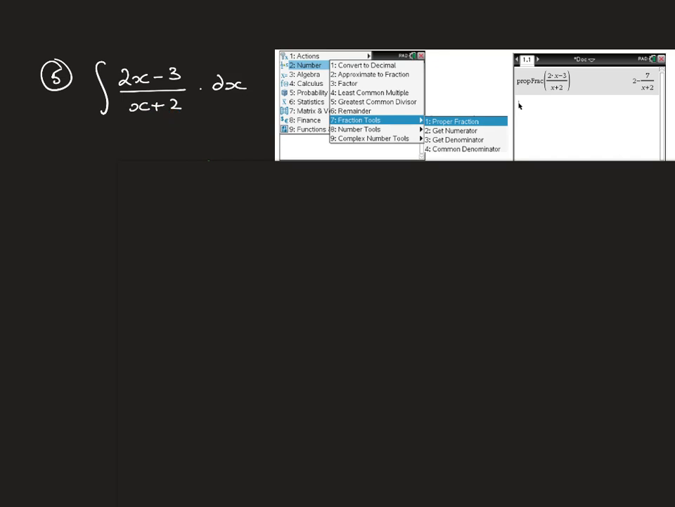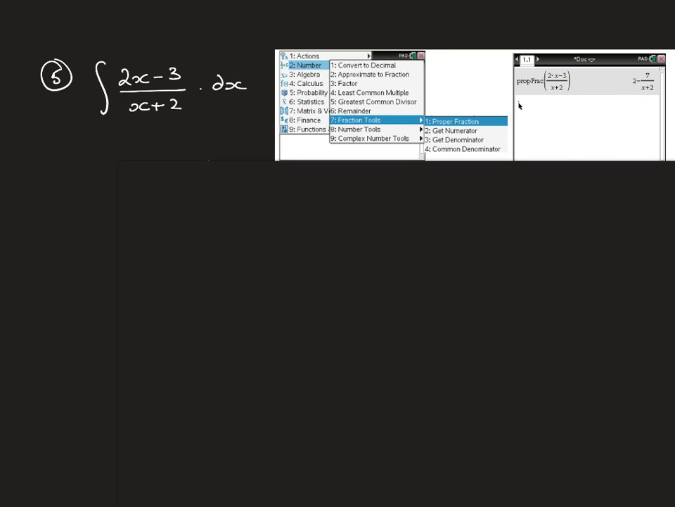I'm not sure if you remember doing this in your CAS calculator, but you can actually get your CAS calculator to rewrite this fraction in its equivalent form as 2 minus 7 on x plus 2. So if you can do this by hand, go right ahead and just scan down to the bottom of the question and make sure that you got it right. Otherwise, I'm going to go through and show you how you take this fraction here and convert it into this.